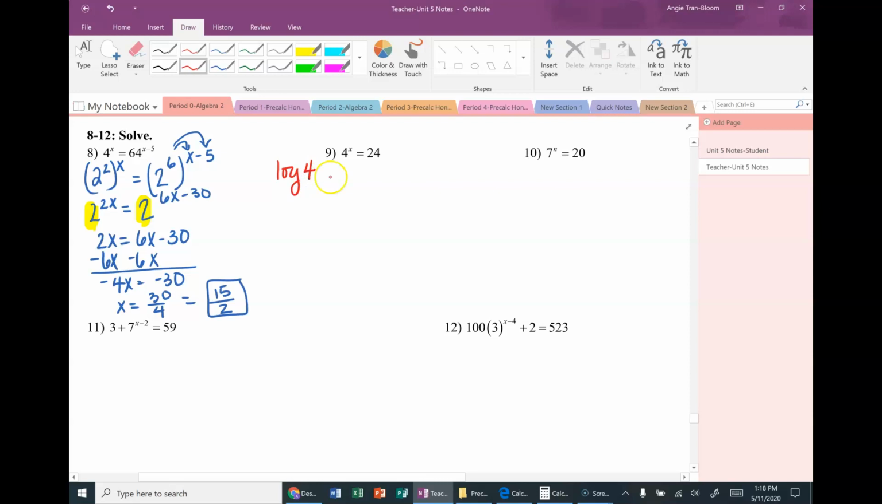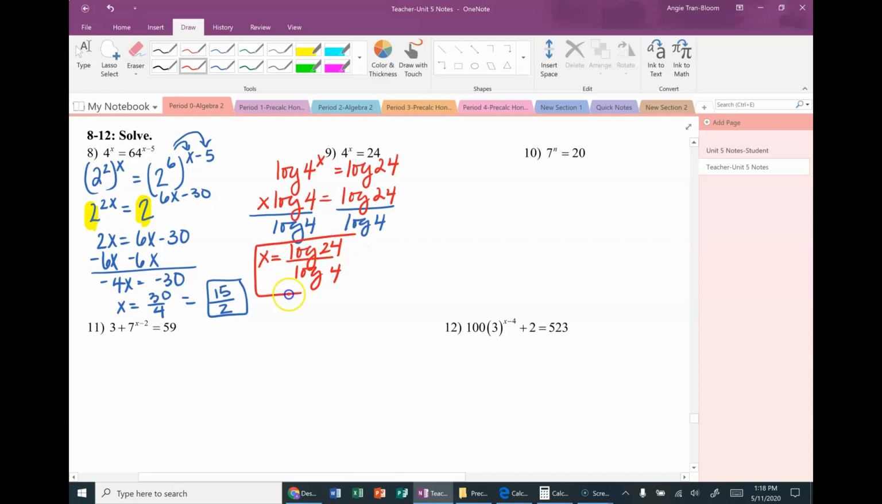So I'm using log base 10 because I don't have a base written. So log of 4 to the x equals log of 24. Well, you have x as an exponent, so x times log of 4 equals log of 24. Divide both sides. Yes, you can divide both sides because remember, log of 4 is just a very, very ugly number. So currently, we have an exact answer of log of 24 divided by log of 4. Now, this is the exact answer.